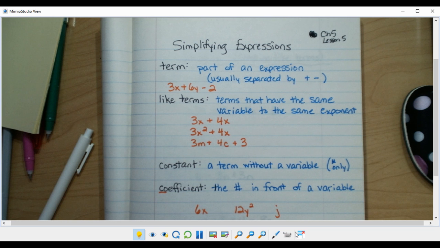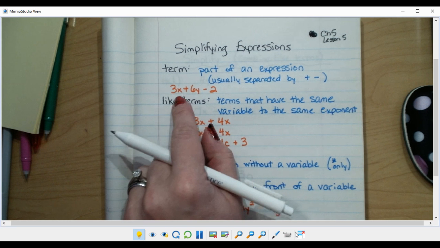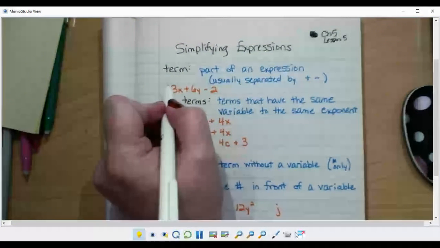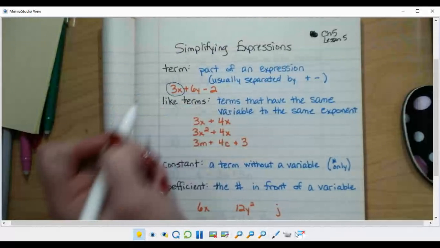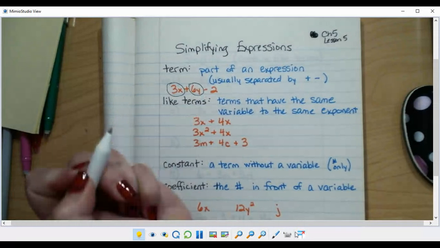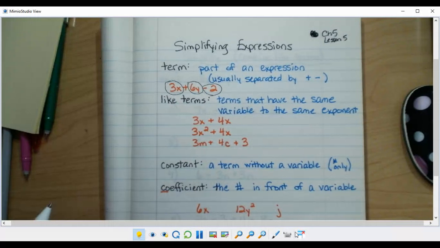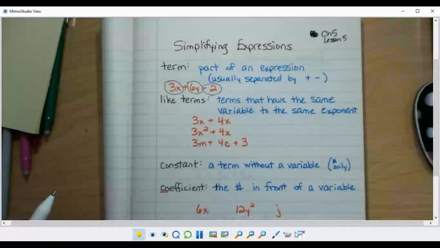The first one is a term, and that is a part of an expression, usually separated by plus and minus signs. That's where you can find them. I call the plus and minus signs the linkers. So in my example here, 3x plus 6y minus 2, there are actually three terms because this is a chunk, this is a chunk, and a good habit is to circle the negative with it. That is a chunk, and I'll tell you more about that in a moment. All right, so there are three terms in that expression.